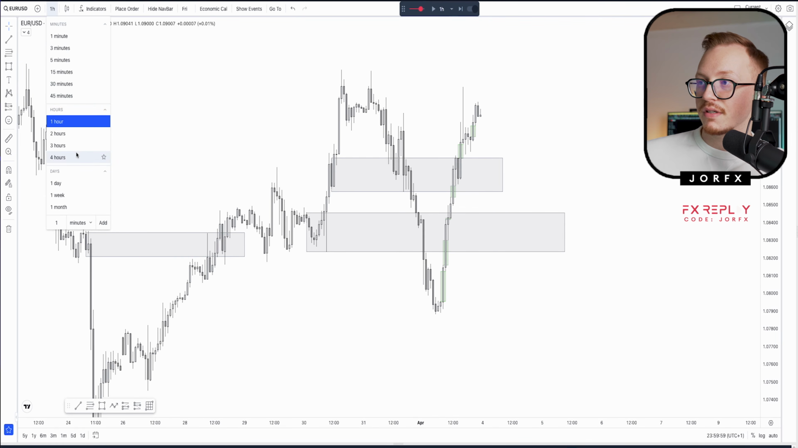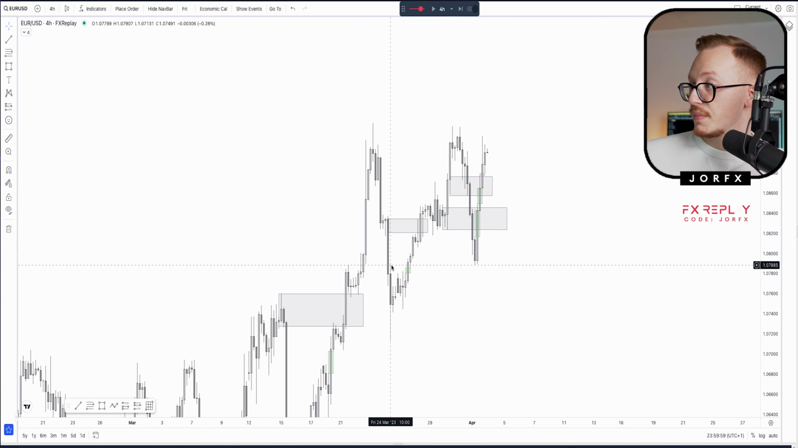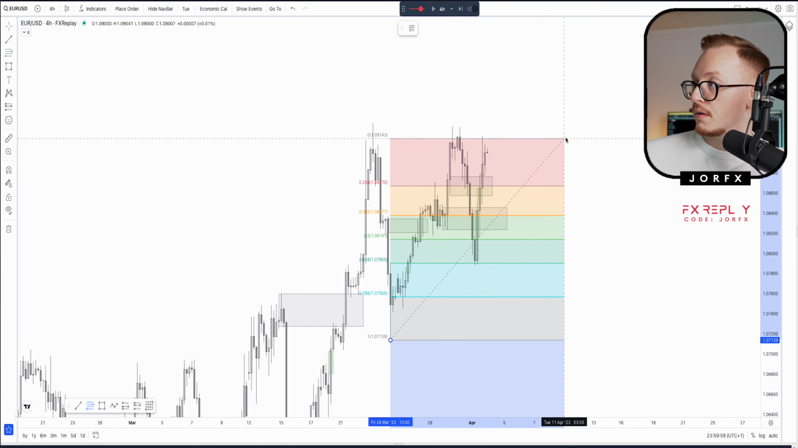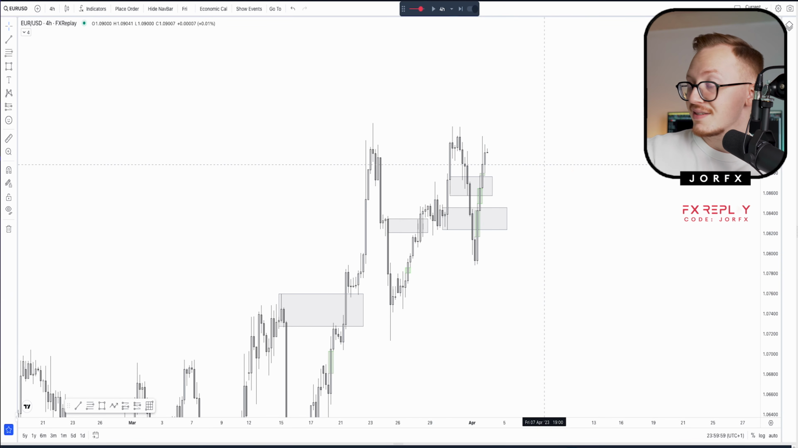Now let me see if I missed something. We did. There was a fair value gap right here, and we had this big order block zone right here, down here, and this was a 61.8. Wow, my fib is messed up, but it was a 61.8 zone, as I can see.